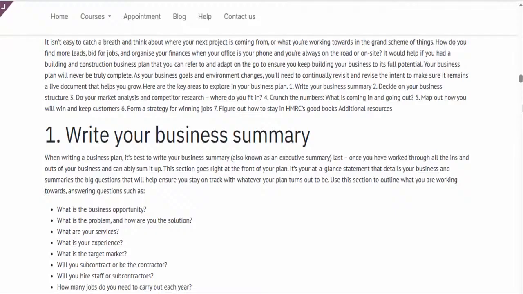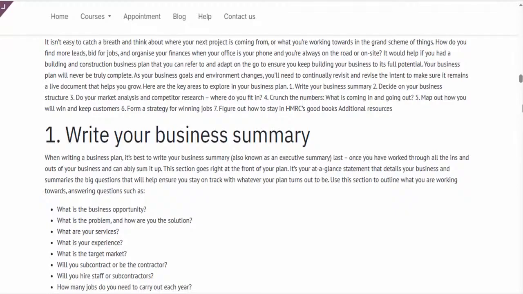You need a building and construction business plan that you can refer to and adapt on the go to ensure you keep building your business to its full potential. Your business plan will never be truly complete. As your business goals and environment change, you'll need to continually revisit and revise it to make sure it remains a live document that helps you grow.